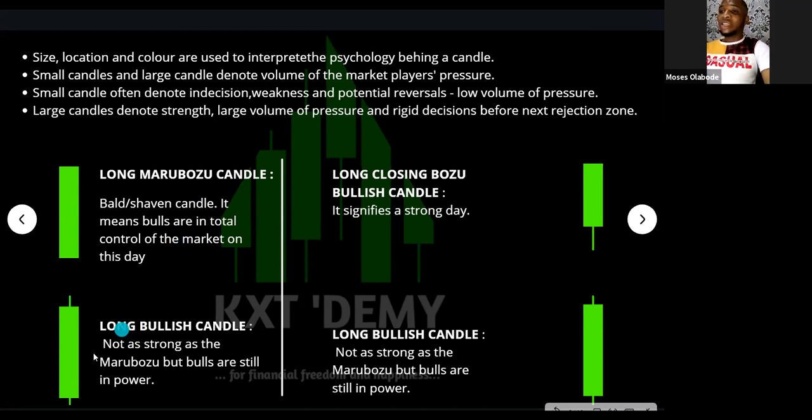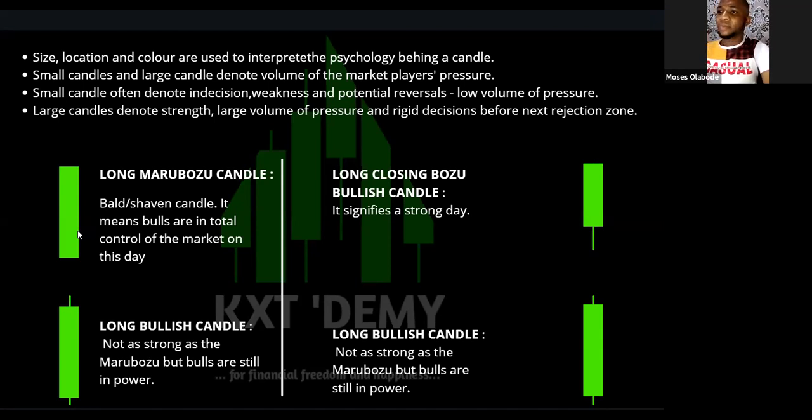Now, there is one called the long bullish candle. It is not as strong as the long Mariposa candle, but it still implies that the bulls, that is the buyers, are still in power. So if on the daily time frame the market closes on this candle, it implies that if you buy the market on that day, you most likely have the market go in your favor, because the market price is going to move in favor of the trend. Each candle signifies the trend of the market, either short term or long term. It tells you what the market is trying to do at that particular time.